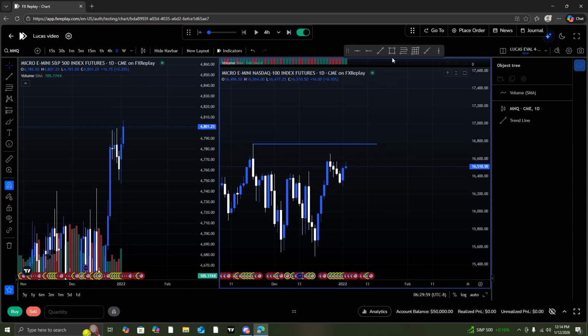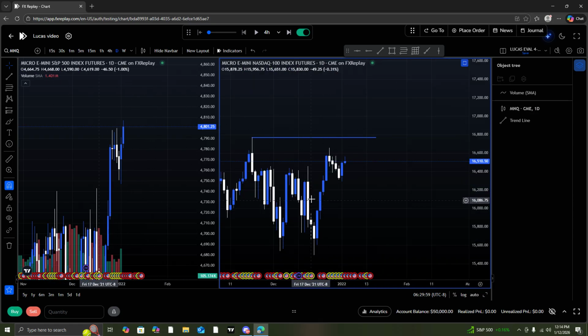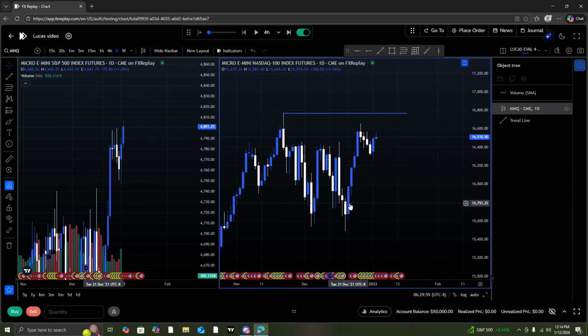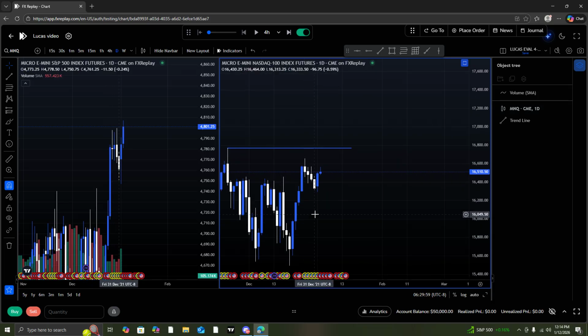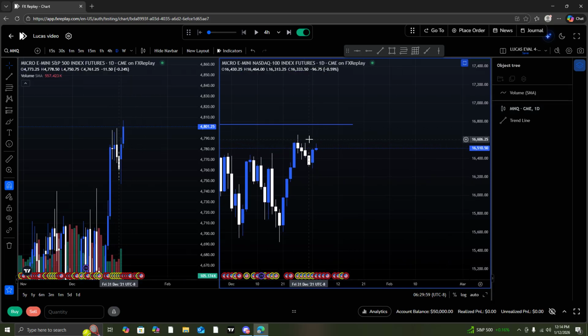If you guys ever do get this, two things, just double click the bottom one. It'll happen on TradingView, not only FX Replay. It'll happen on TradingView as well. I've had that happen to me quite a few times. Okay, so mark out the high.